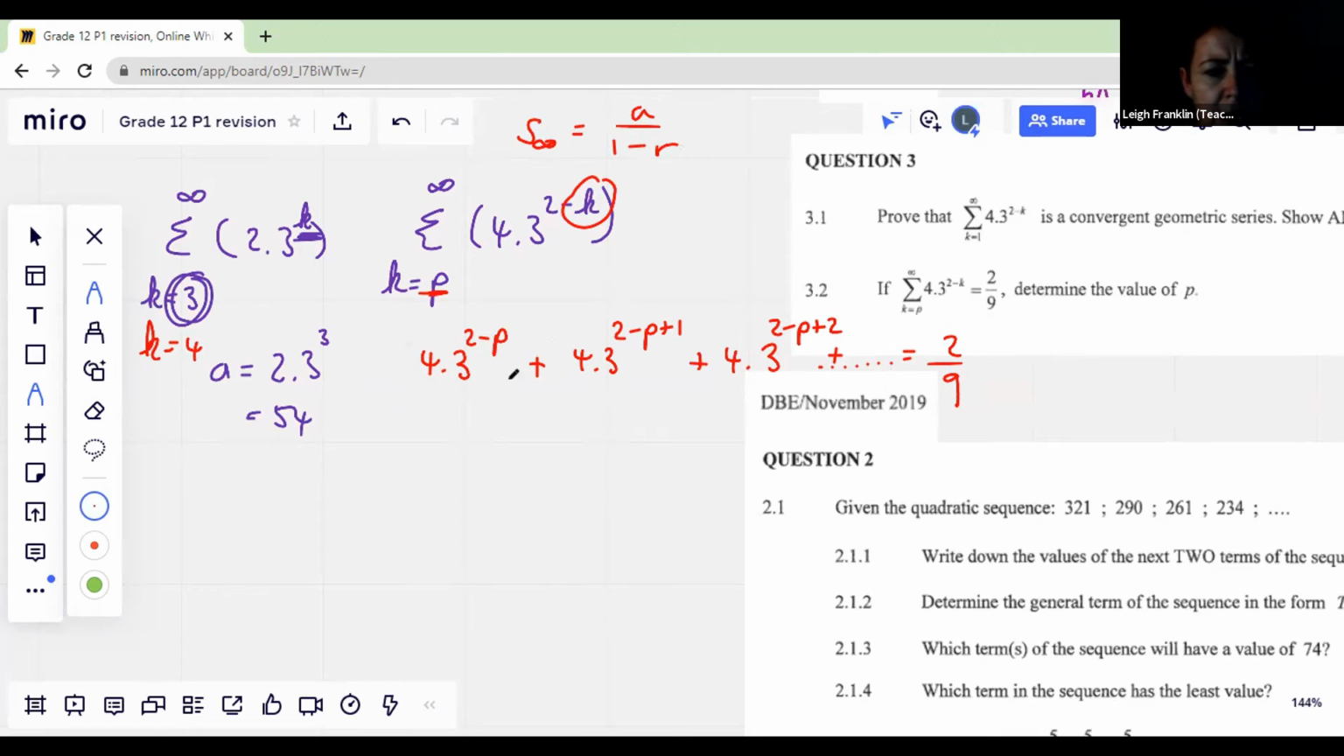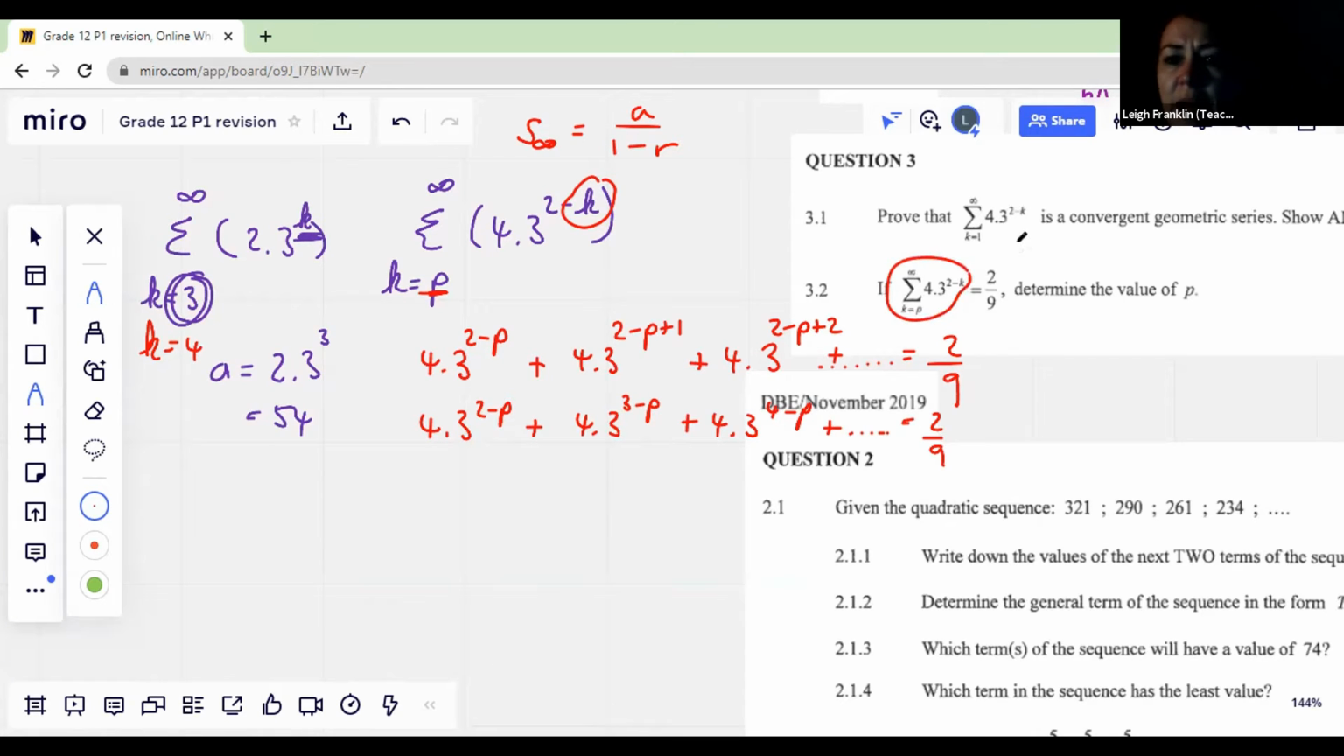Let's just simplify these terms a little bit, okay? So 4 times 3 to the 2 minus P, there's nothing we can do. So that's 4 times 3 to the 2 minus P. This becomes 4 times 3, 2 plus 1 is 3 minus P. This becomes 4 times 3 to the 4 minus P, plus whatever it is, adds up to 2 over 9, right? What we notice is that this rule over here, Matrix, is identical to that one over there.